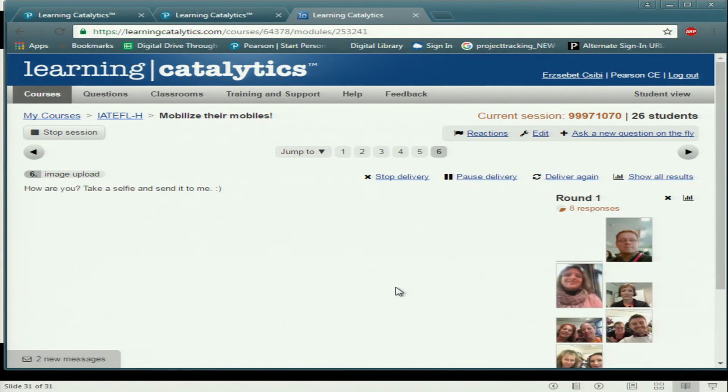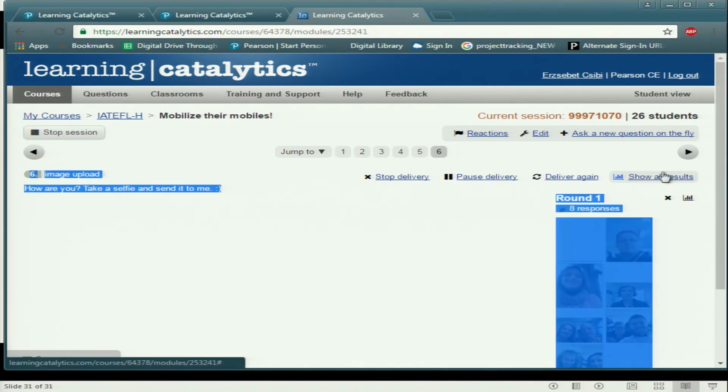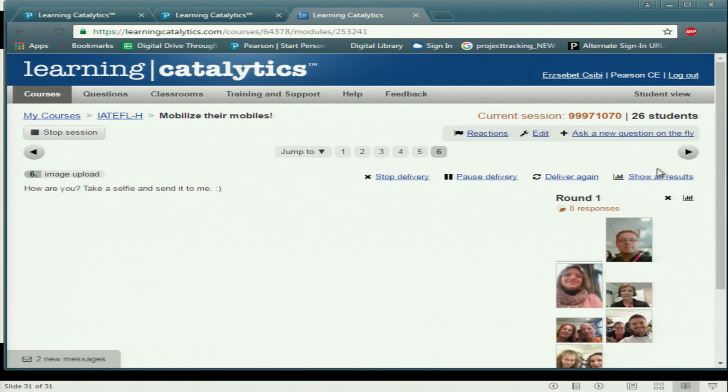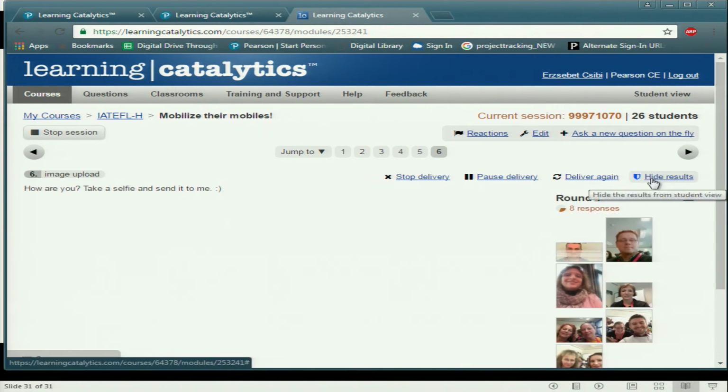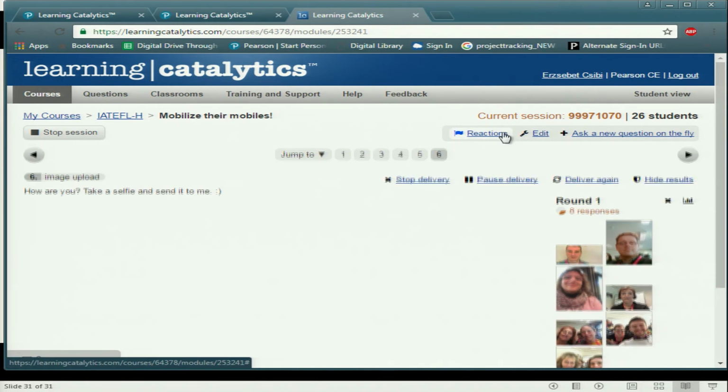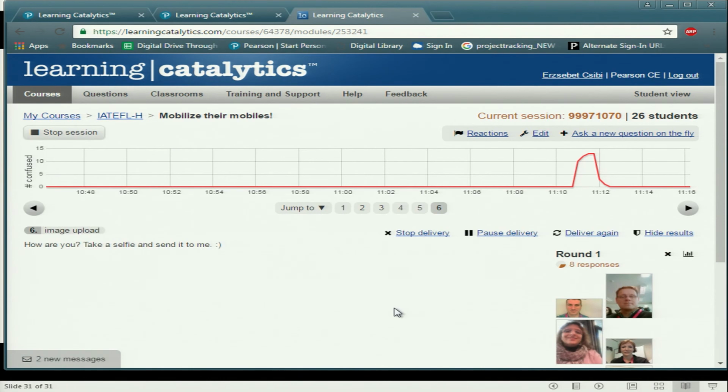If I want to share this with you, I can show you the results, and you will see it on your screens. Okay? But if I don't want you to see it, I just hide the results. Okay, that's easy. Also, there is this reactions button, and you remember you pushed the I don't understand button for me. Thank you very much, because I can see it.